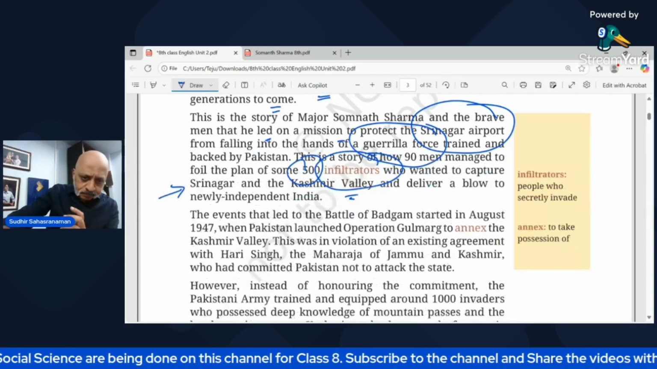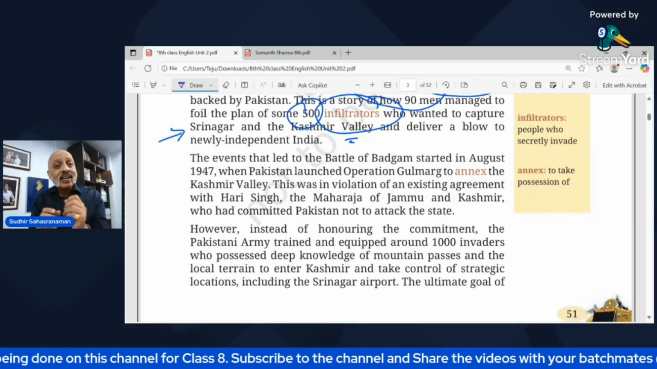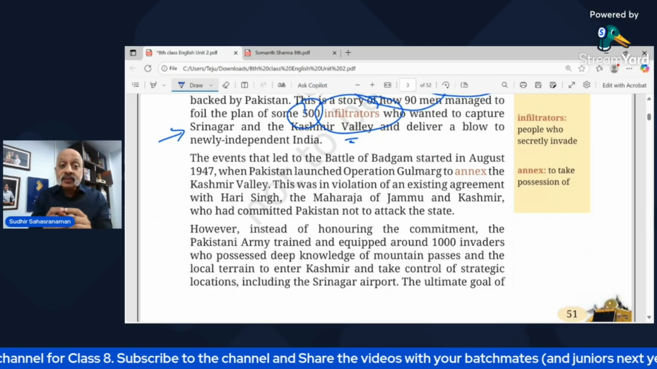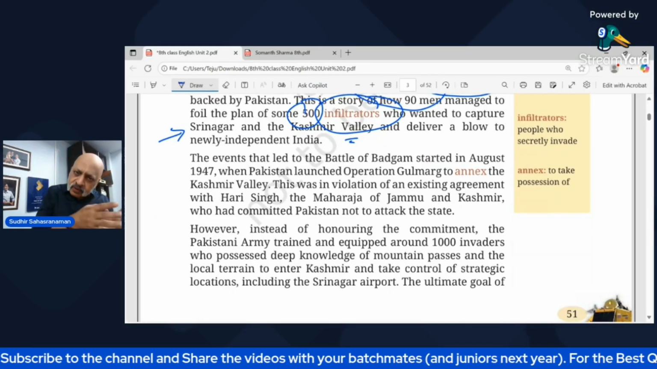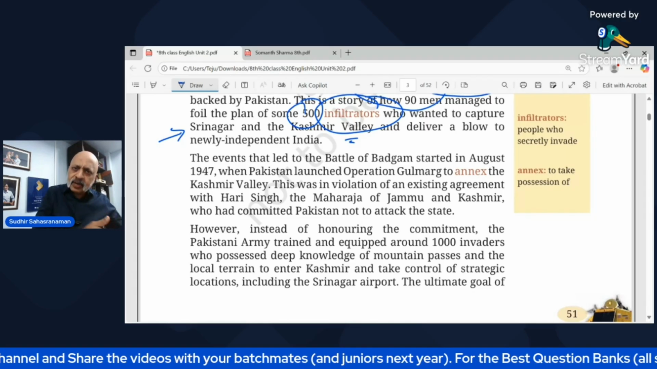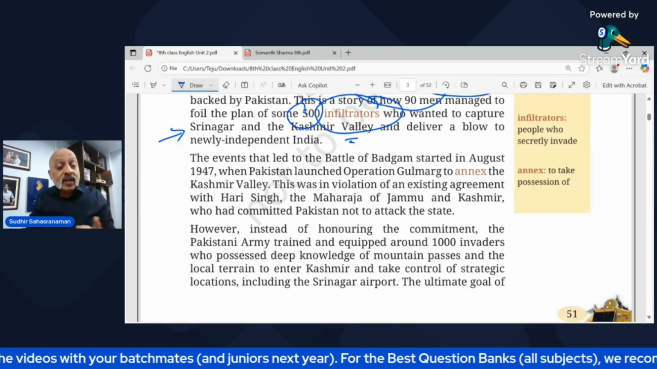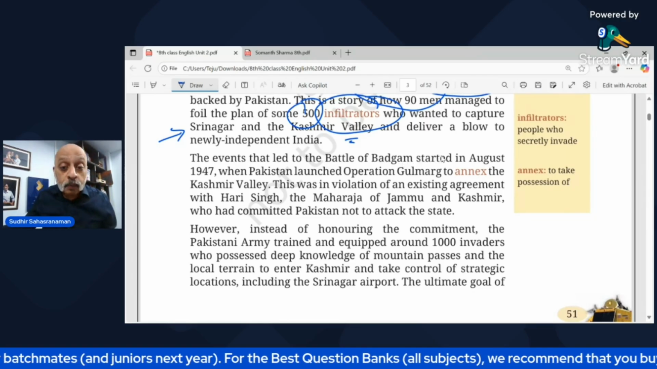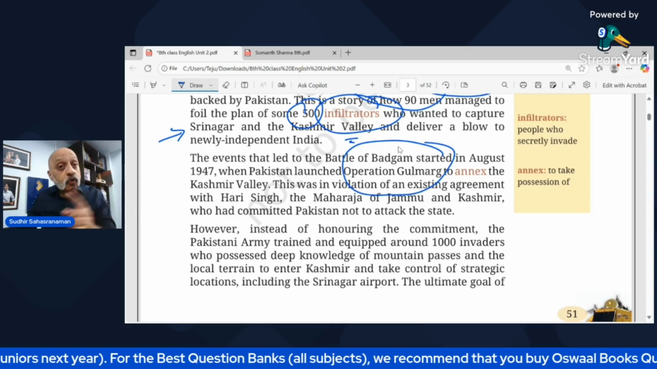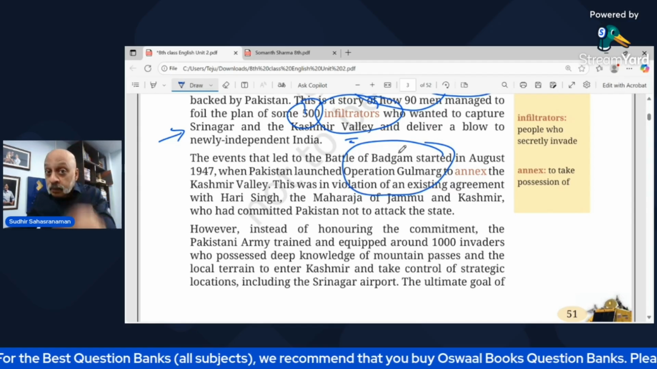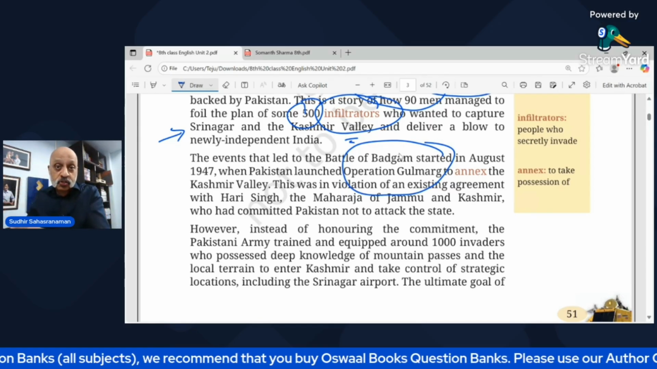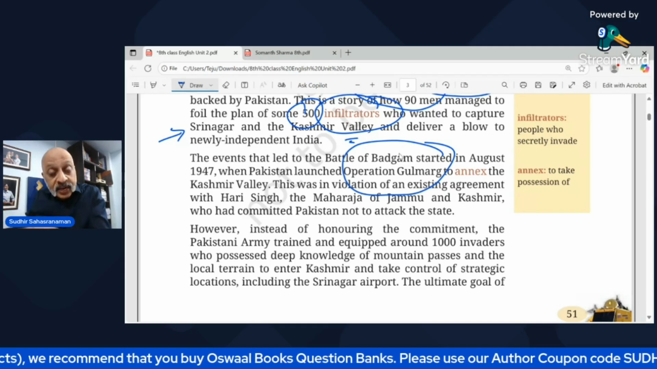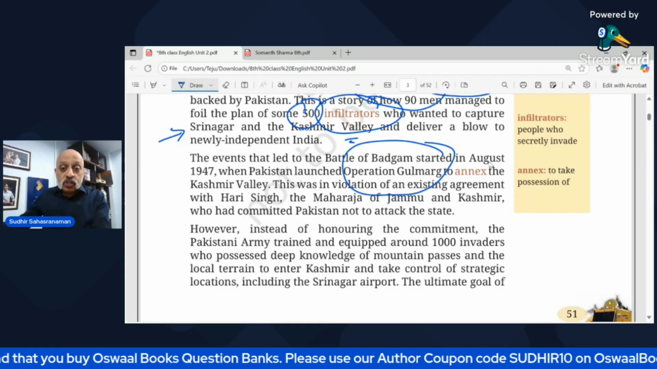Is this clear? Now, the events that led to the Battle of Badgam started in August 1947, immediately after India became independent, between India and Pakistan, because Pakistan launched something called Operation Gulmarg. What was the intention of Operation Gulmarg? Please note this down because you will get this as a question in your question paper. The intention of Operation Gulmarg was to annex.